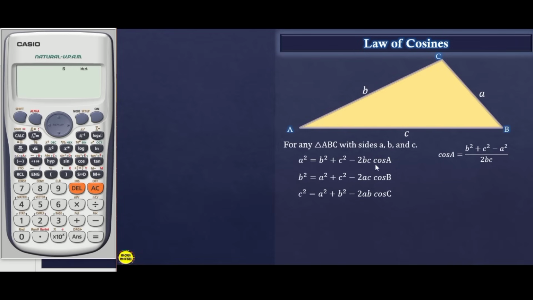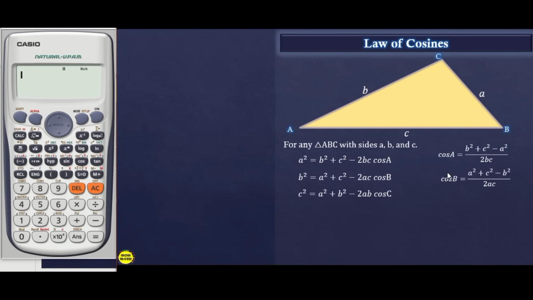Paano po naging ganito? Kasi ang mangyayari po dito, itatranspose po natin ito sa kabila, so that will become 2bc times cosine A, ito naman magiging minus a squared, kaya ang nangyari po, ito na po yun, b squared plus c squared minus a squared. Ngayon po, yung nilipat po natin na 2bc times cosine A, divide both sides by 2bc. So, ang matitira na lang po ay cosine A. So, this will become over 2bc.